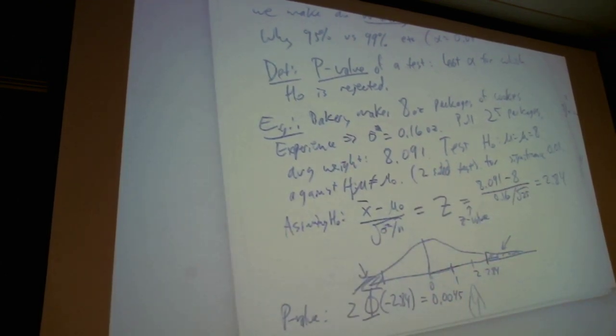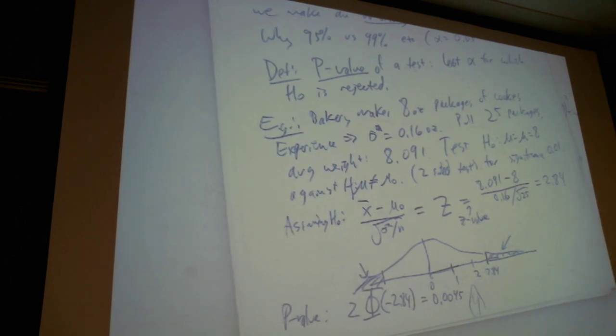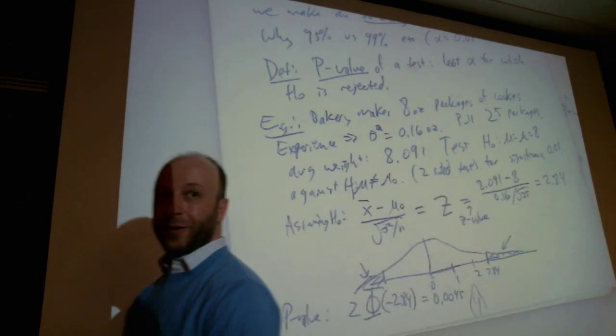And that is a very low p-value compared to the significance you wanted, which is 0.01. Something is wrong. You should not have gotten this much variation from the mean from the 25 samples that you took. You've got to go back to the production line and figure out what's going wrong.